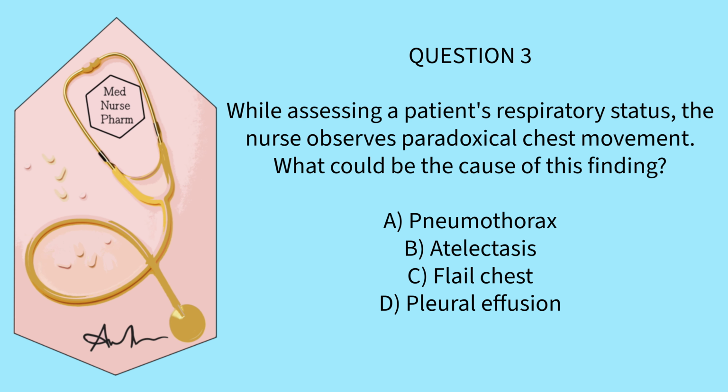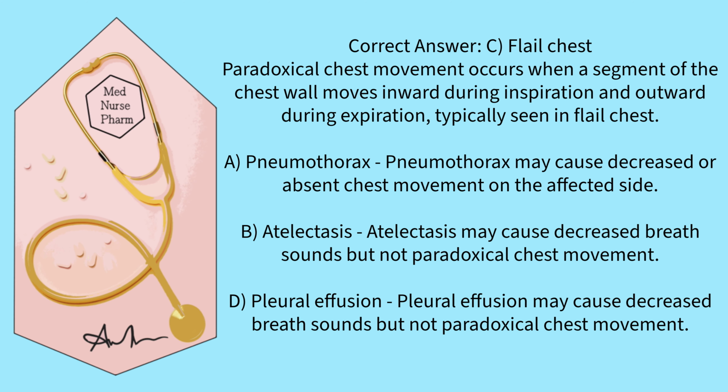Question 3. While assessing a patient's respiratory status, the nurse observes paradoxical chest movement. What could be the cause of this finding? Pneumothorax, atelectasis, flail chest, pleural effusion. Pause the video and select your answer. If you chose option C, you are correct. Flail chest. Paradoxical chest movements occur when a segment of the chest wall moves inward during inspiration and outward during expiration, typically seen in flail chest.